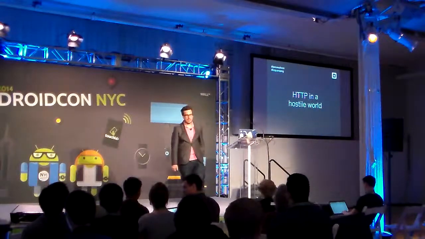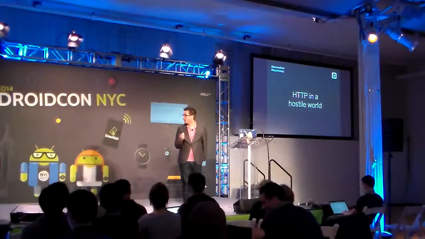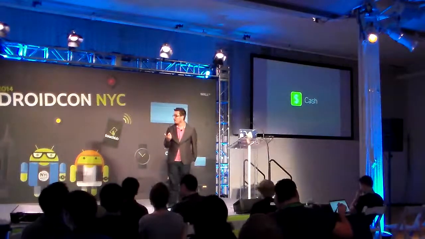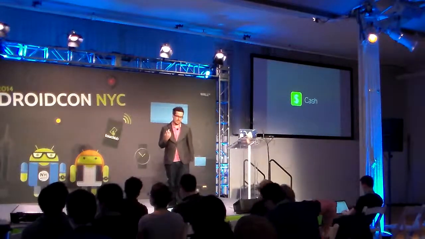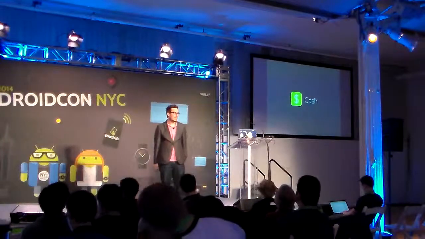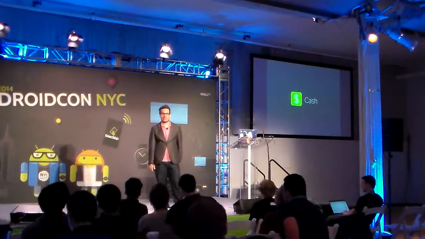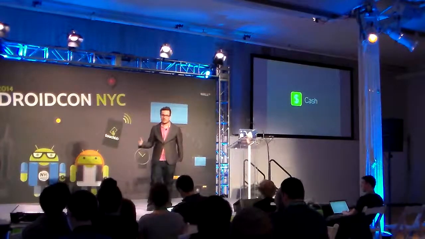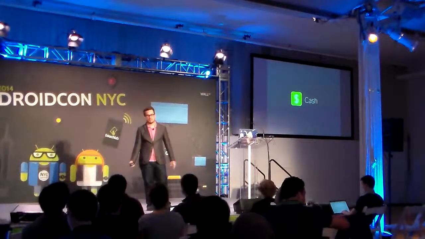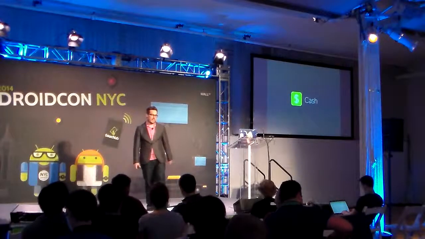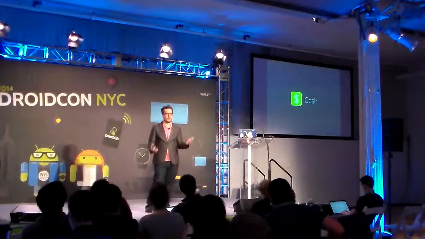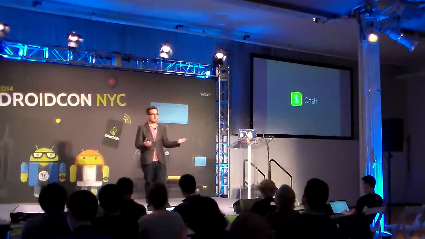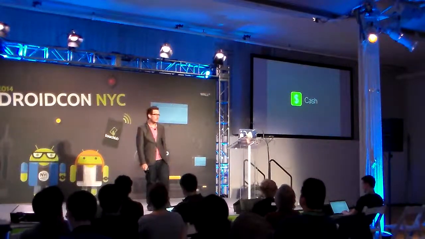My name is Jesse Wilson. I'm an engineer on the Cash team at Square. And I have the luxury of currently not writing Android applications. I'm working with a server, and I've been working with a server for about a year now. Prior to that, it was mobile. So I feel like I've finally got both sides of the universe, and I have appropriate amounts of sympathy and disgust for the server guys.